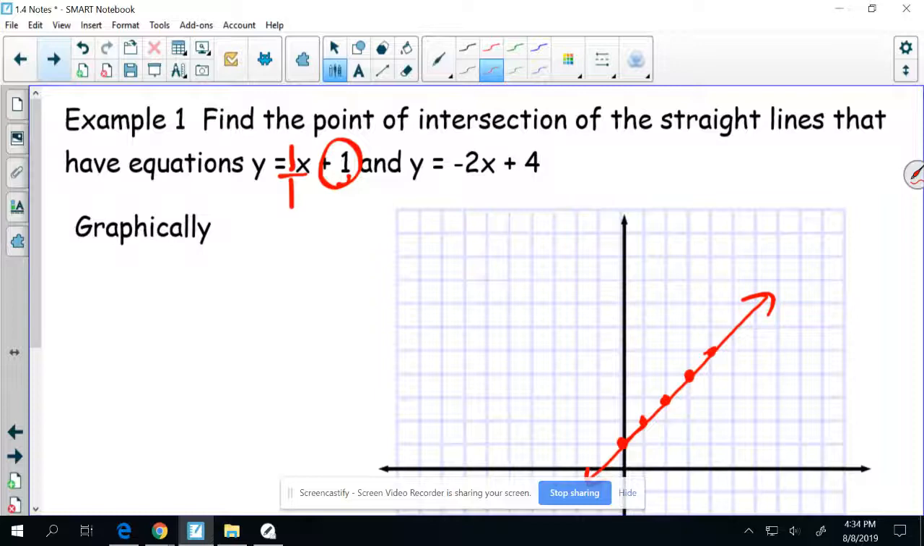And if I graph negative 2x plus 4, my y-intercept is up here on the y-axis at the point 0, 4. So that would be like 1, 2, 3, 4. And my slope is negative 2. So that means down 2 over positive 1, or you can go up 2 and left 1. Again, straight line. Where do they cross? Well, we can see right here that they cross at the ordered pair 1, 2, right? Graphically.